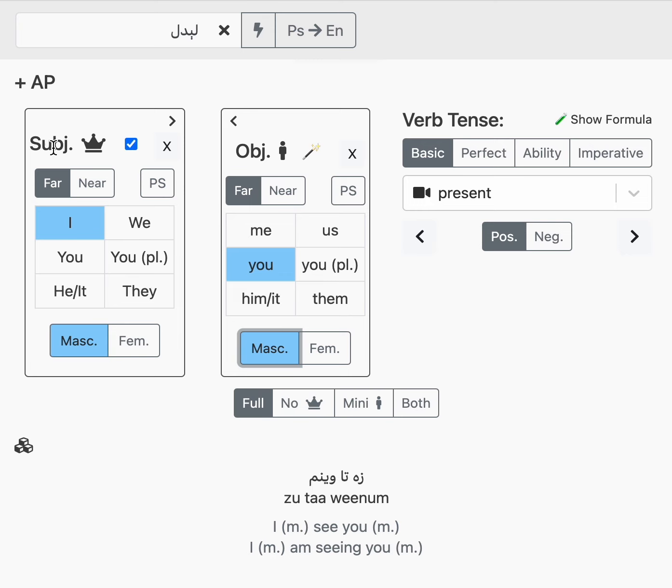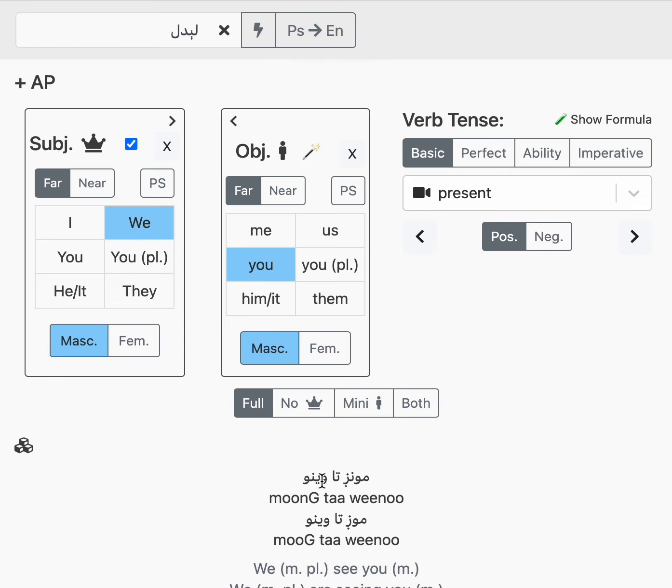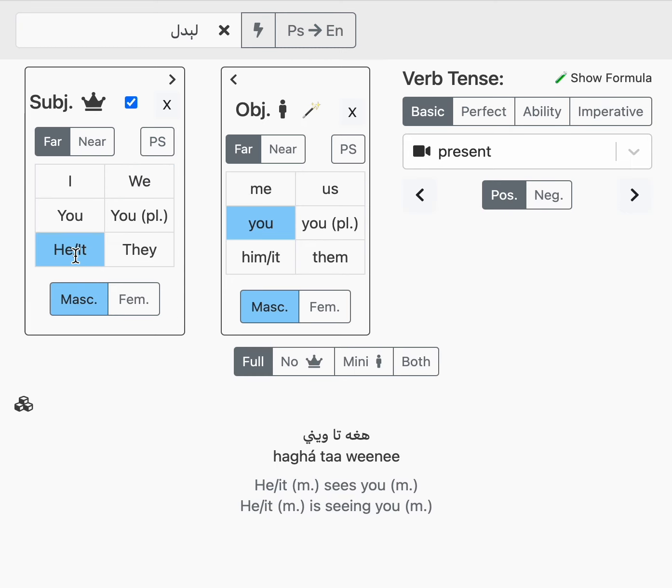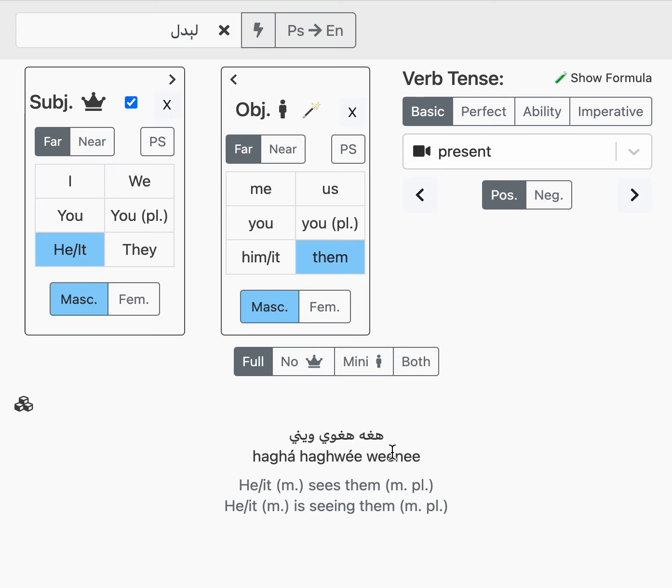We have a subject, which is still the king of the sentence, so the subject is still controlling the verb, and we have an object, which we're going to call a servant. That's that little icon there. So the object is not controlling the verb. So when I change the subject, the verb's going to change. If I say we see you, mung tawinu. Or if I say he sees you, haratawini. If I change the object, it doesn't change the verb. If I say he sees them, harahawiwini, it doesn't change the verb.